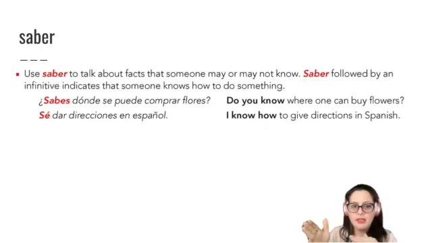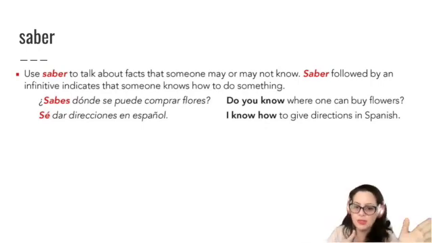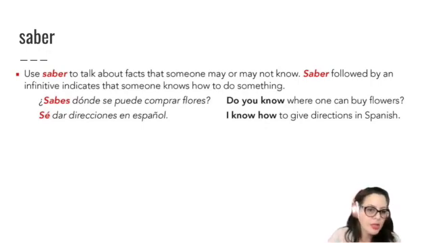And if you have to decide saber versus conocer, you know that you're going to use saber. Okay? So how can we write this? When do we use saber? We use saber when we talk about facts. You don't have to put may or may not know. We talk about facts, period. And then it's followed by an infinitive.